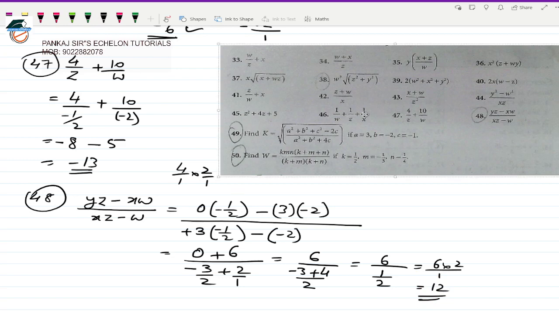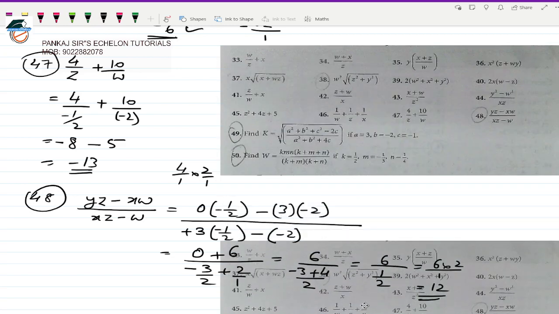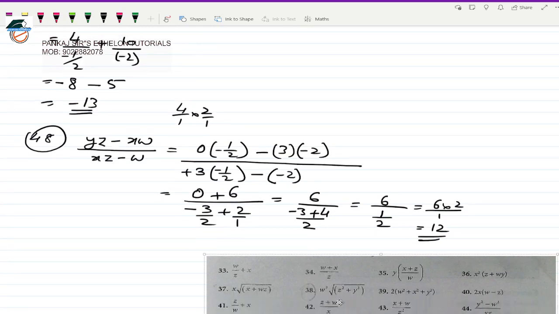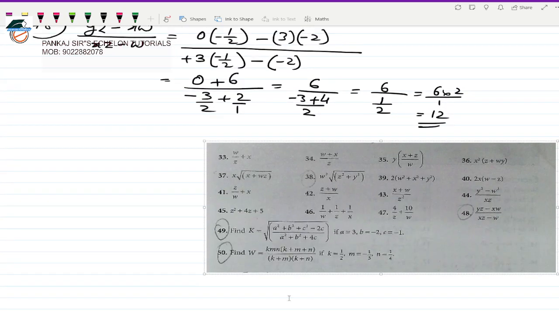Now we are left with only 2 more questions in this exercise. So let us complete 49 and 50 and wind up this exercise once for all. So after 48, let me come to 49. 49 is find k. Okay, find k. Find k equal to something if ABC is given. Okay, so you have to find k.